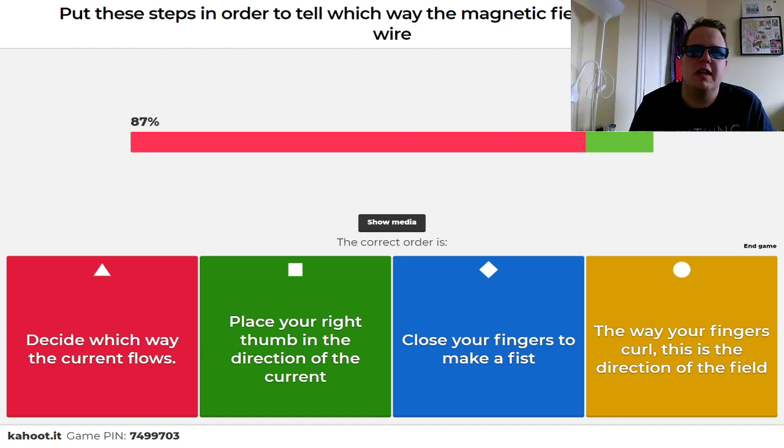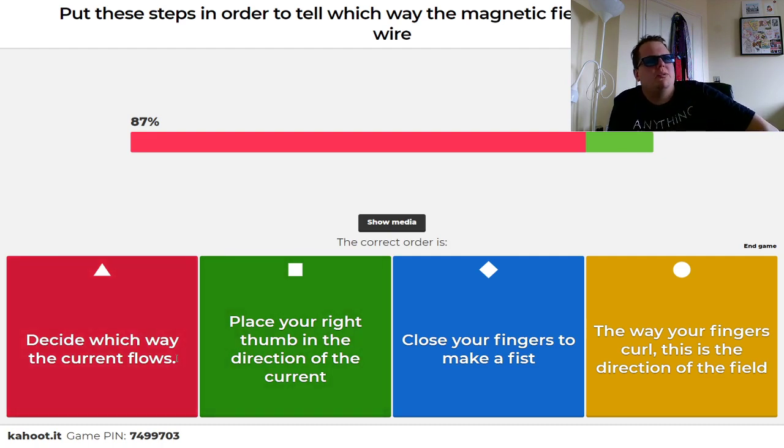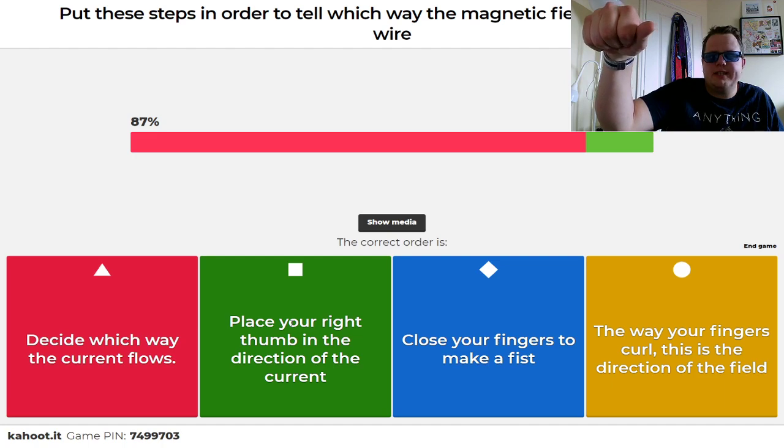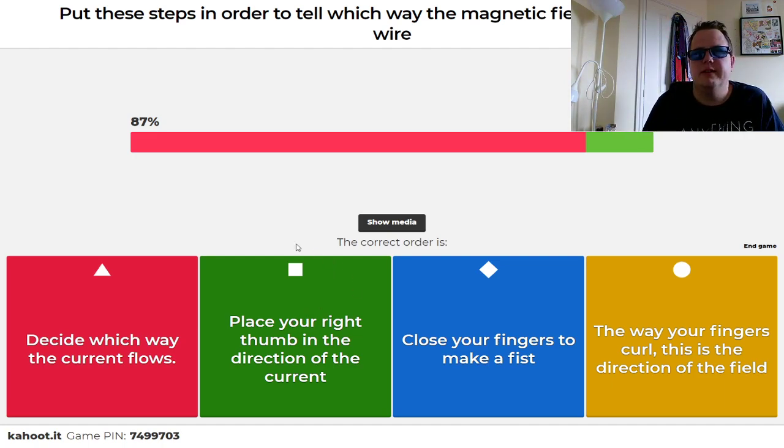Alright, so it looks like there might only be one person who got that right. This is the order then. We decide which way the current flows. We put our thumb in the direction of the current, right hand, and close our fingers to make a fist, and the way you curl your fingers is the direction of the field.